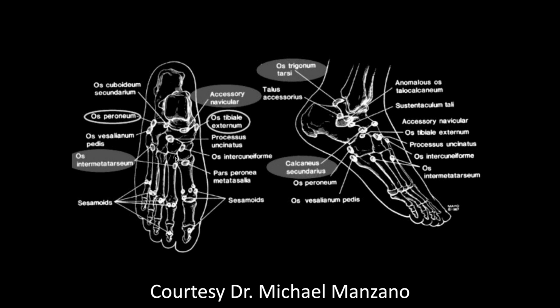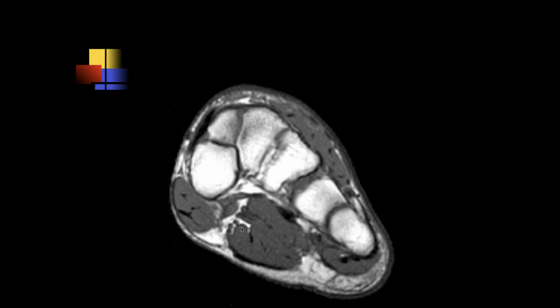But there are many other ossicles which have been described in the literature. Most of these have been described as being congenital variants, of which a lot of them are. Some of them I don't believe are congenital variants. I think some of them are pathologic, and we'll talk about the pathologic ones.